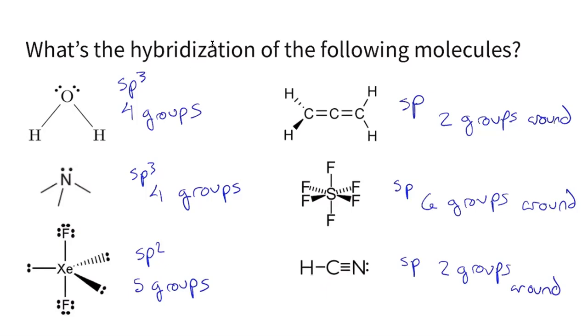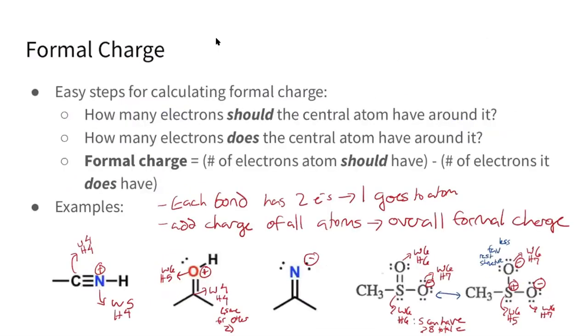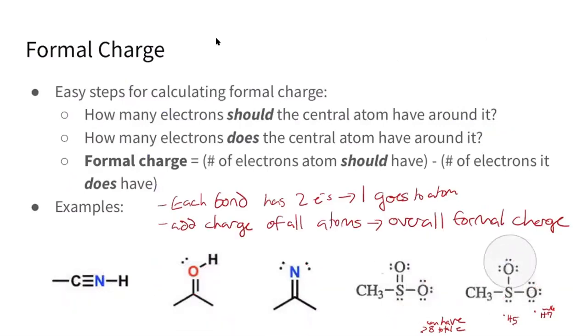Perfect. Okay, so we're going to talk briefly about our next topic, which is formal charge, which is very important. Again, this is review, so just bear with me as we talk about these concepts, which I'm sure you learned in 2070, but which are super important for doing the Gen Chem stuff that we're excited to delve into. If you remember, some easy steps for calculating formal charge: you look at how many electrons the central atom should have around it, or how many electrons it wants to have. And you also look at how many electrons it does have.